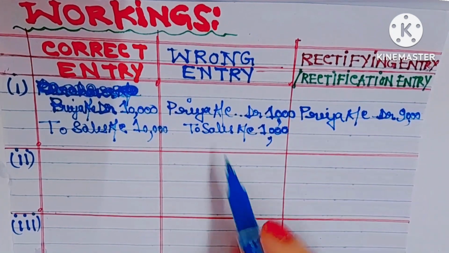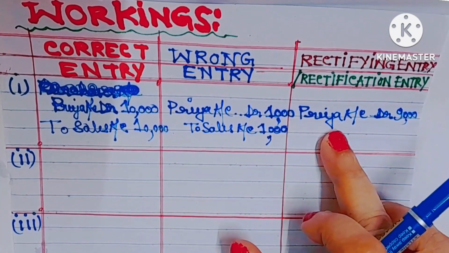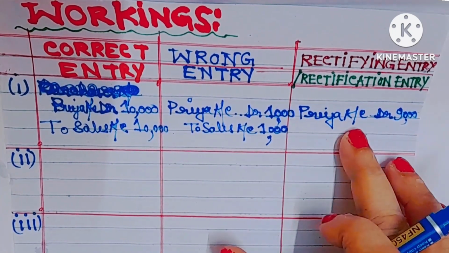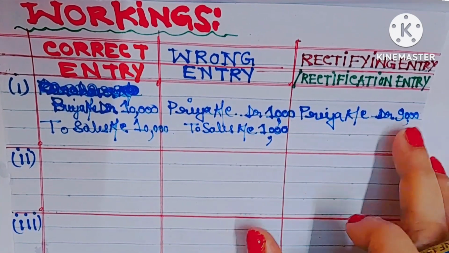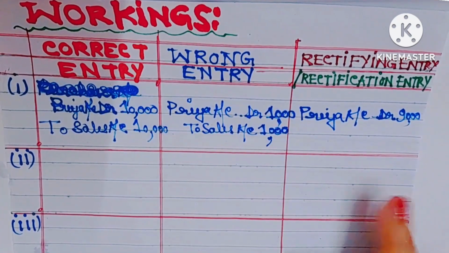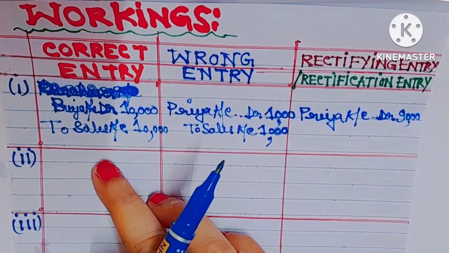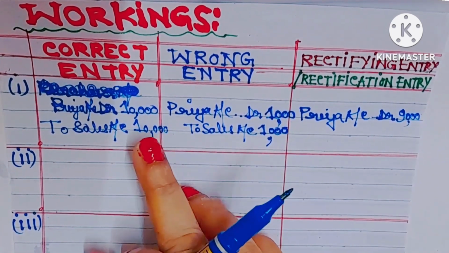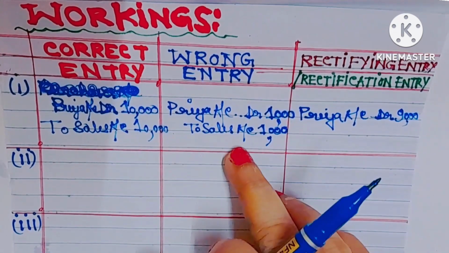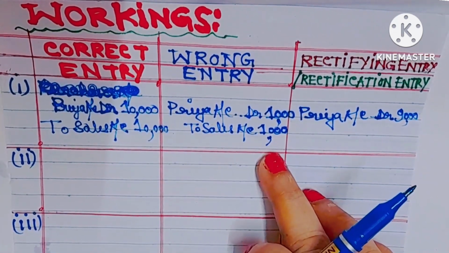The entry will be on the same side, but you only have to write the differential amount. Okay? So Priya account rupees 1,000 were recorded in the wrong entry. In the rectifying entry, Priya account will always be on the debit side. So write 9,000 here. 1,000 plus 9,000 will give you 10,000. Similarly, let's compare the credit side. The credit side is to sales account 10,000 in the correct entry. And in the wrong entry, the credit side is to sales account rupees 1,000. So 9,000 is recorded less.